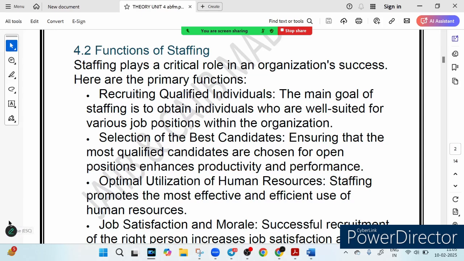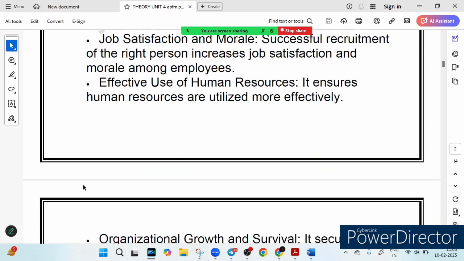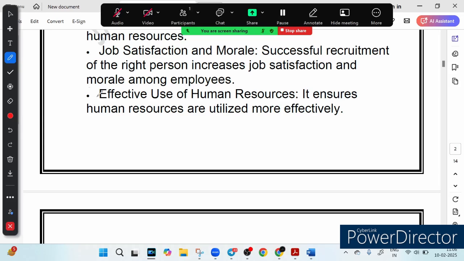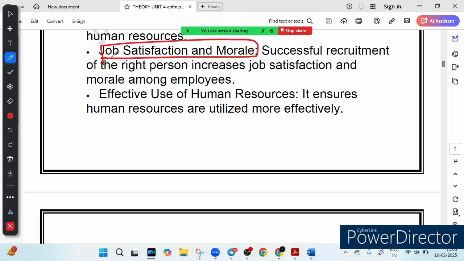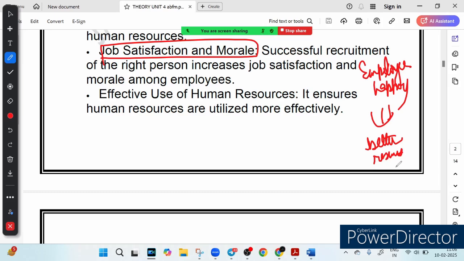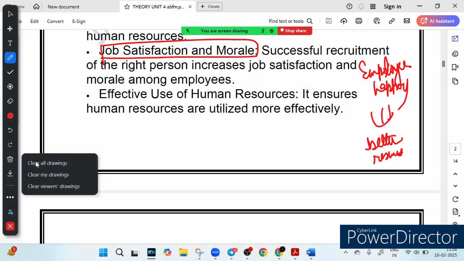The next function of staffing is boosting job satisfaction and morale. This is the key point. Here you can see staffing boosts job satisfaction and morale. When the right person is in the right job, they feel happy and motivated. And if employees are happy, what will happen? The result will be better, right? So that is why it is said that when the right people are in the right job, they will feel happy, and if they are happy, our result will be better. So this is another function of staffing, that is job satisfaction.